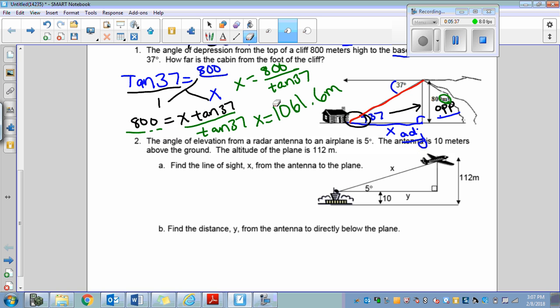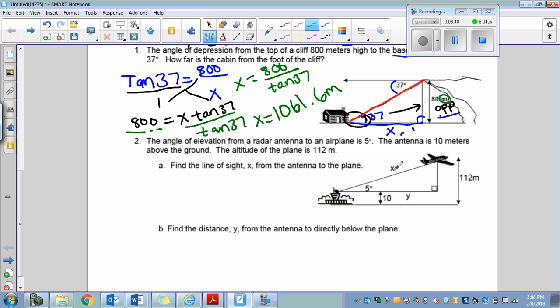The angle of elevation, so this is looking up, from a radar antenna to an airplane is 5 degrees. The antenna is 10 meters above the ground. The altitude of the plane is 112 meters. So the altitude, that means going straight up and down, is 112 meters. Find the line of sight, X, from the antenna to the plane.